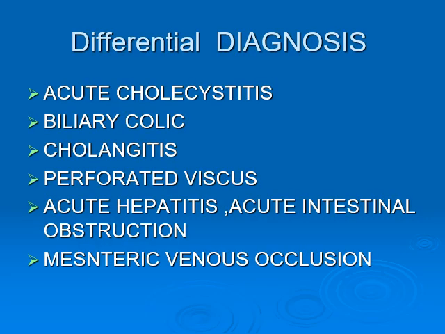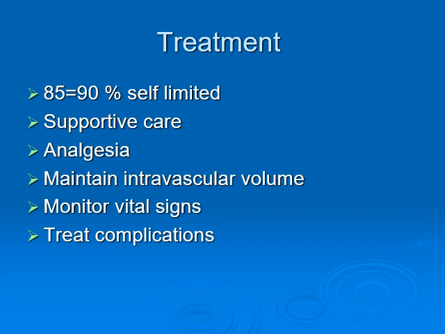Differential diagnosis of acute pancreatitis: acute cholecystitis, biliary colic, cholangitis, perforated viscus, acute hepatitis, acute intestinal obstruction, and mesenteric venous occlusion. Treatment: 90% self-limited in cases of mild pancreatitis, and usually there is what's called the Atlanta classification of acute pancreatitis. It entails classifying pancreatitis into mild or severe. If it is mild, it's just pancreatic edema. If it is severe, you find pancreatic necrosis, and this indicates a severe case of pancreatitis.